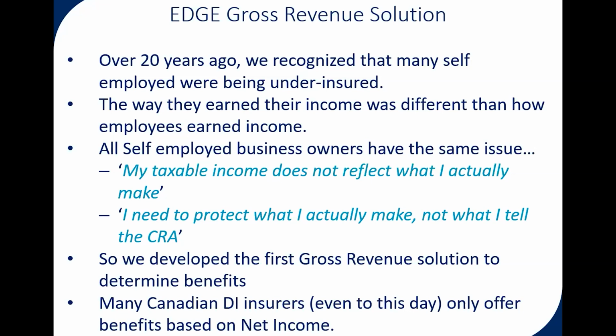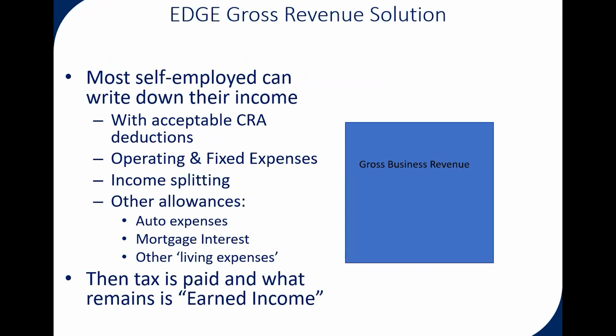So self-employed people all have the same issue to a certain extent. They'll say to you, my taxable income doesn't reflect what I actually make. I need to protect what I make, not what I tell CRA. So that's why we developed our gross revenue solution. Many Canadian disability insurers, even to this day, will only offer benefits based on net income. So we look at the gross. And as I mentioned, most will write down their income with their CRA eligible expenses. As I said, effective tax planning.